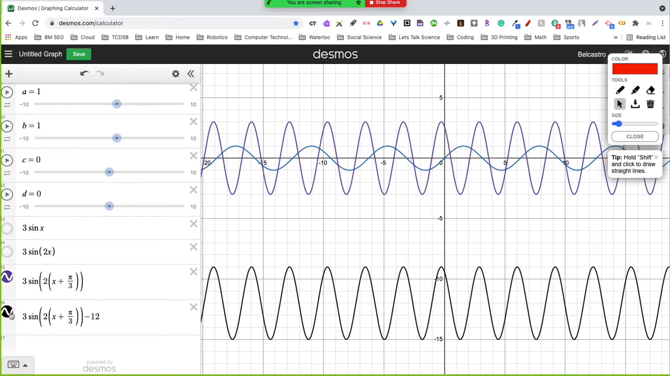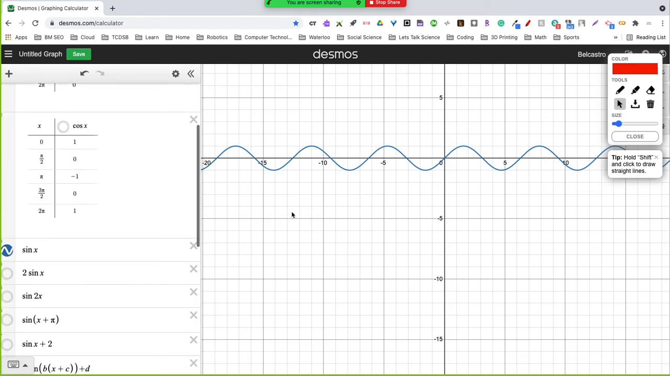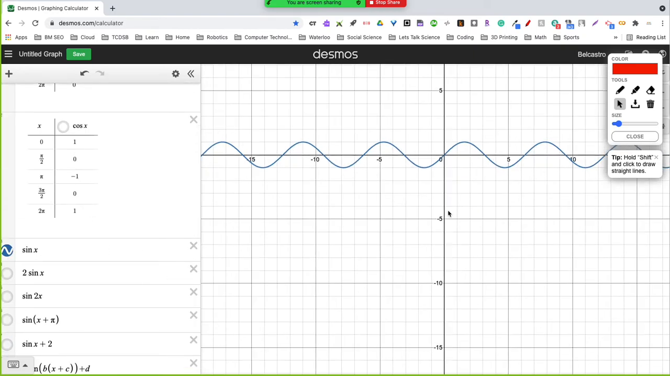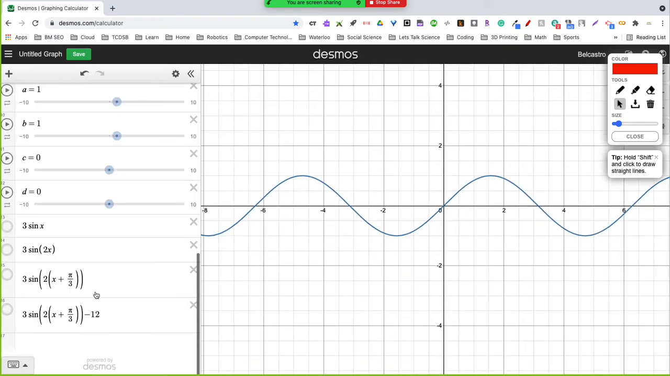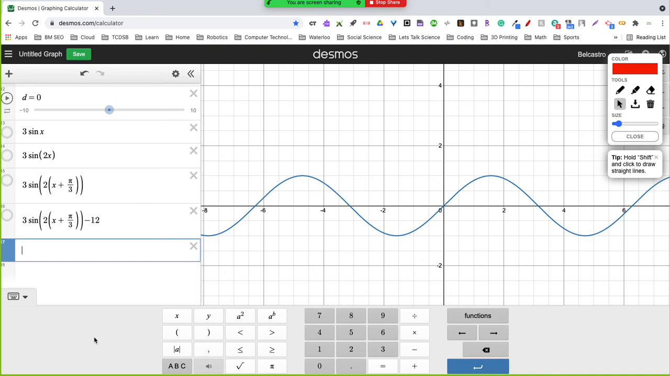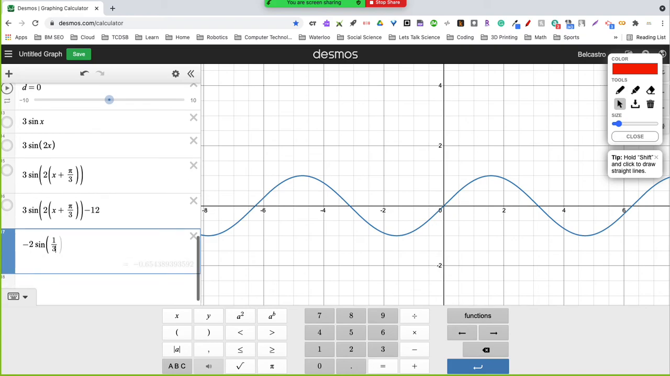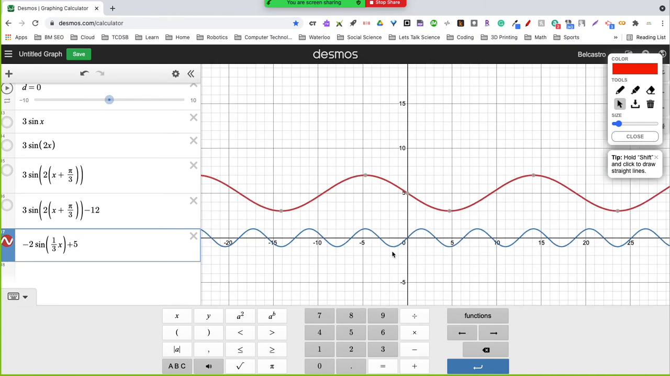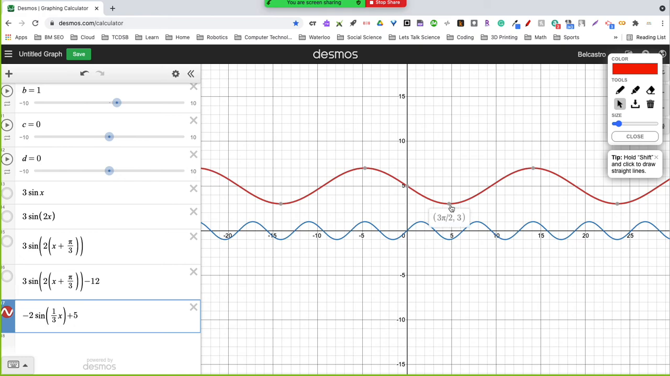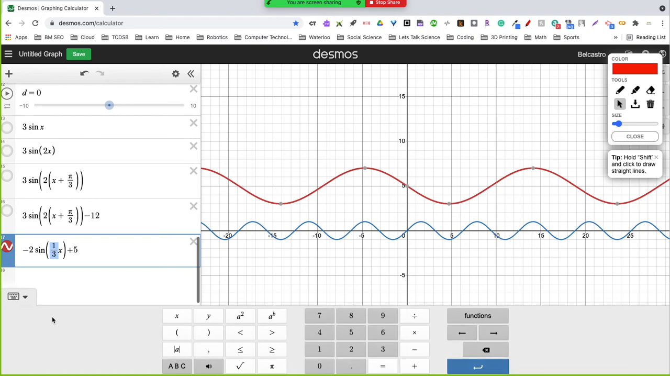So what I'm going to do here is turn off some of these old ones. This is the original sine wave. I'll zoom in a bit on it. Remember, our new wave was negative 2 sine of 1/3 x plus 5. If we zoom out a little, you'll notice this is a very different looking wave. First of all, it's been shifted upwards. It's been elongated. So instead of being horizontally compressed, it's actually been horizontally stretched.